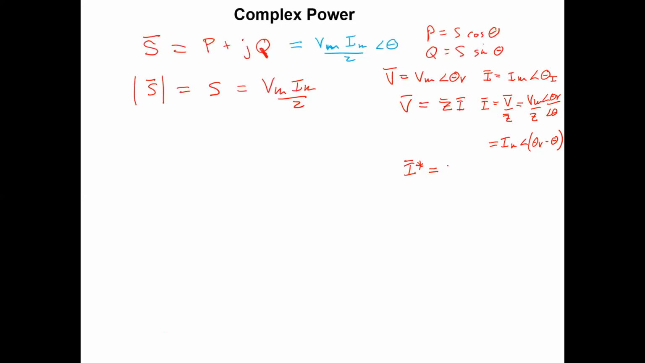So if I is this, another way to flip the sign of the imaginary part is to just negate the angle, right? Because if you have an angle of theta from the x-axis, the angle of minus theta from the x-axis is going to go in the opposite direction. So you're going to have a negative imaginary part, but the real part will be the same. So this I star is Im angle of minus theta I, which is Im angle of theta minus theta V.